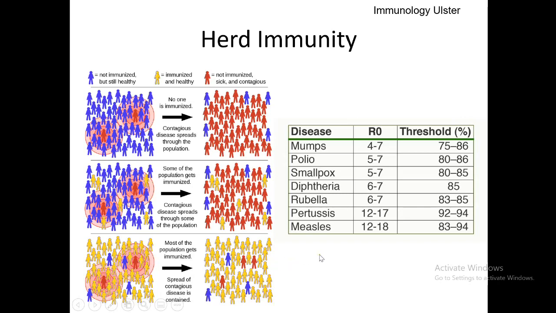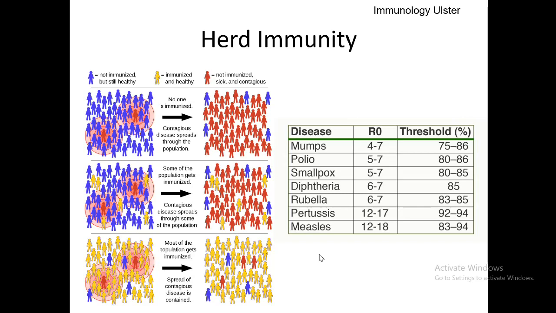And in terms of, okay, so what percent of population do we need to achieve this concept of herd immunity? It actually differs depending on how infectious the disease is. I'm sure you've heard of the R number, more recently. The R number is basically how many people an infected person can spread the infectious agent to. So as you can see here, mumps, the R number is 4 to 7, polio 5 to 7, smallpox 5 to 7, diphtheria 6 to 7, rubella 6 to 7.